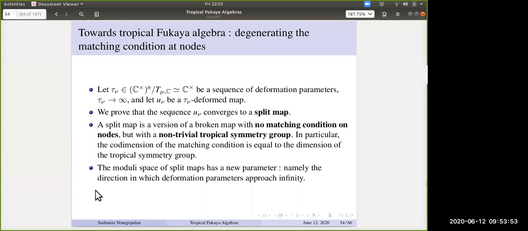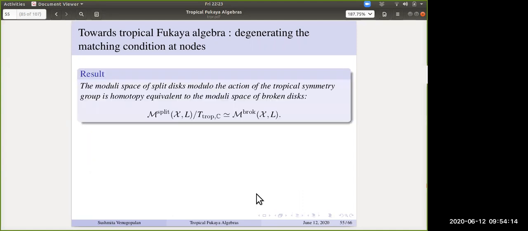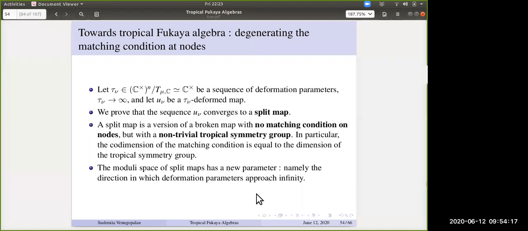Another thing to keep in mind is that when you do this deformation, there is a choice we are making. The moduli space of split maps has a new parameter, namely the direction in which the deformation parameters approach infinity. That's part of the data of the split map. So what we saw is that if we start out with index 0 broken maps and deform them to obtain index 0 deformed maps, in the limit we obtain a split map of much larger index, and it also has a symmetry group, which is equal to its index.